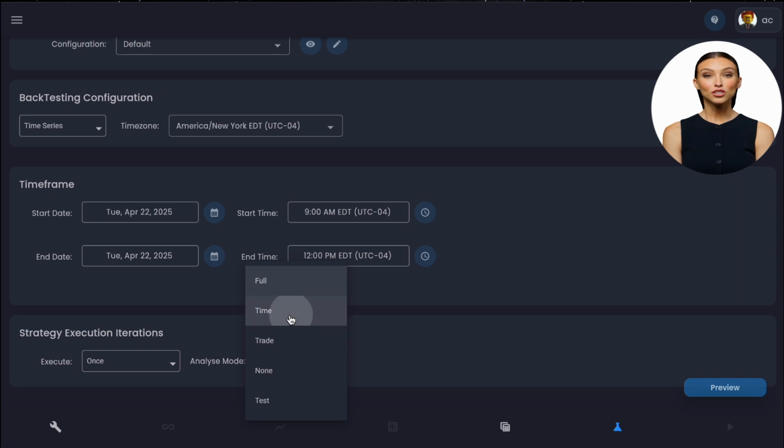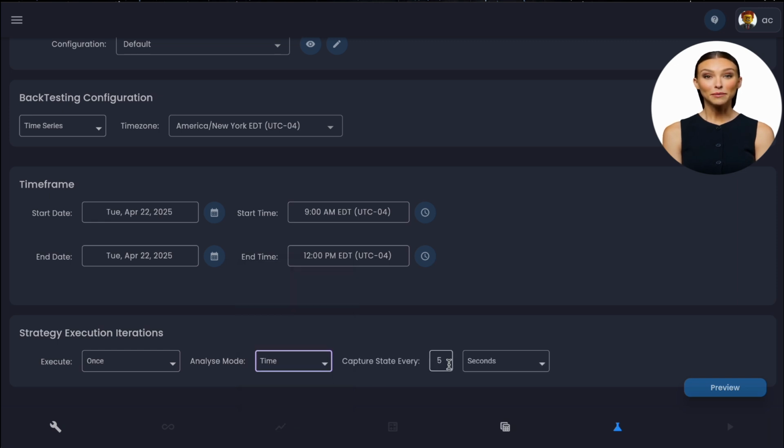The next option is time-based analysis. Using this mode, the strategy state is captured at regular time intervals, for example, every 5 seconds. This provides a consistent temporal view of strategy execution dynamics. It is ideal for analyzing strategies where event-level monitoring is not required. You can configure the interval to balance fidelity and the time required to complete a backtest.